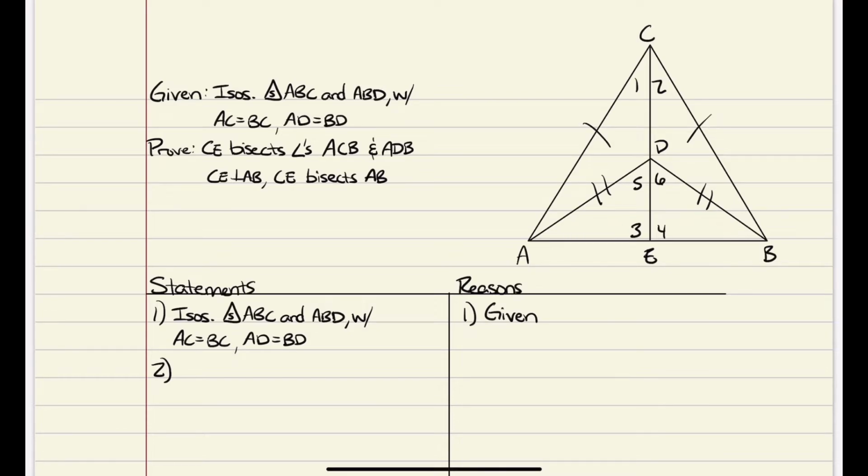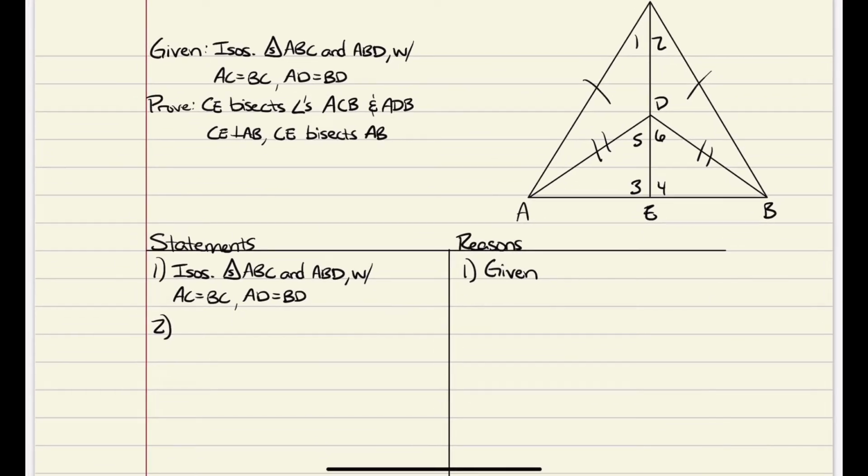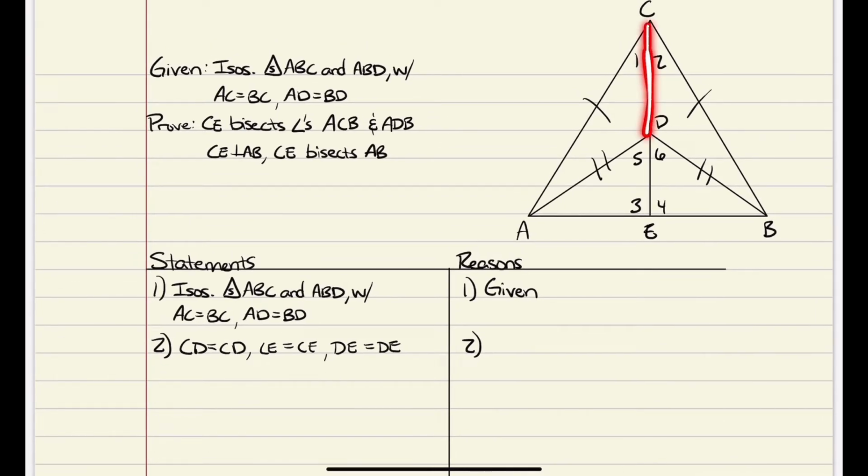The second step we're going to say is our identity. We're going to say some things are equal to themselves. So we're going to say that CD equals CD, that CE equals CE, and that DE equals DE. All I said was CD equals itself, the entire thing equals itself, and this part equals itself. And obviously that's identity.